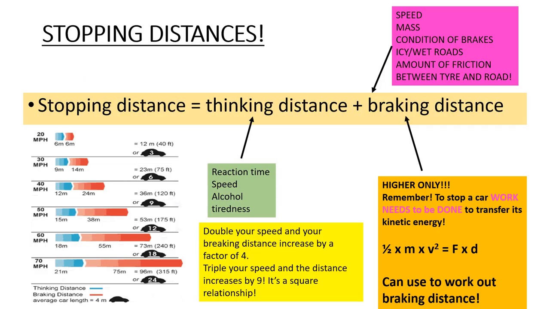And there it is. Stopping distance equals thinking distance plus braking distance. And there are some typical stopping distances. The blue part is the thinking distance. The red part's the braking distance. Again, higher paper people, just look at this. Kinetic energy. Cars have kinetic energy, and in order to stop them, work needs to be done. Force times distance. So you can work out stopping distances if you know the kinetic energy of the car and the force that the brakes apply.